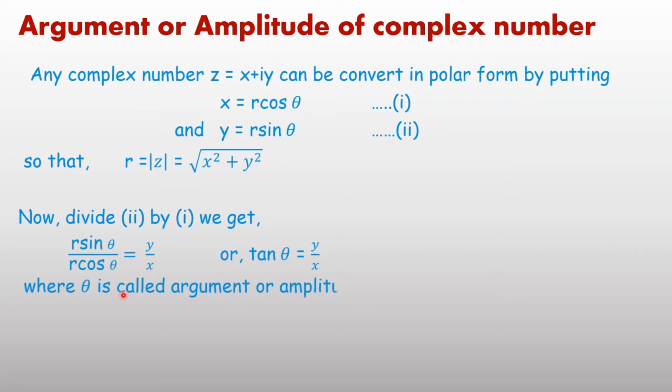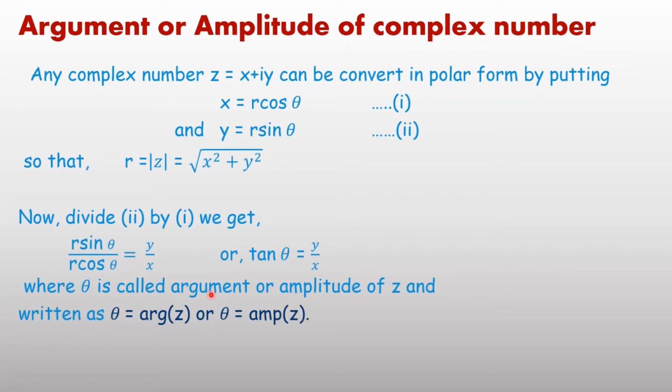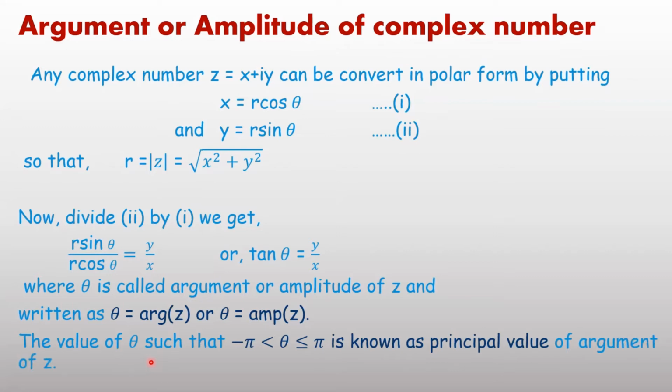Here theta is known as the argument of complex number z, or it is also known as the amplitude of complex number x plus iy. And we can write this theta as theta equal to arg in bracket z, meaning argument of z, or theta equal to amplitude of z. And the value of theta which is greater or equal to minus pi and less or equal to pi is known as the principal value of argument of z.